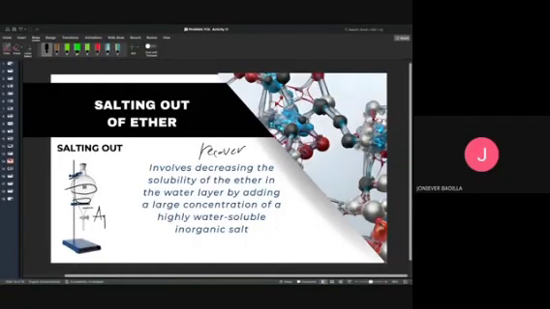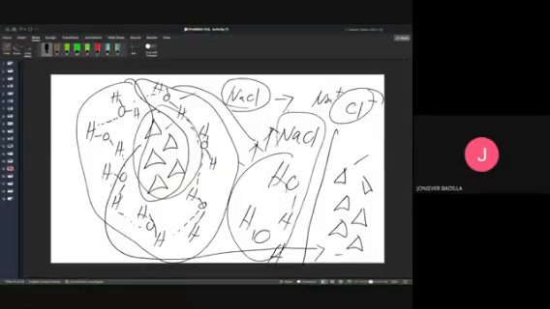One would contain your aqueous sodium chloride and the other would be your ether component. So that is the principle behind your salting out, meaning we will have to incorporate an ion that is capable of removing your water, allowing your ethers to move out of the mixture. So that's again your salting out.